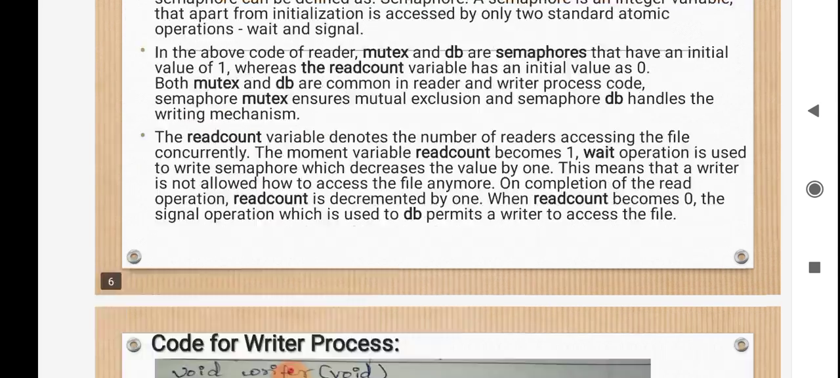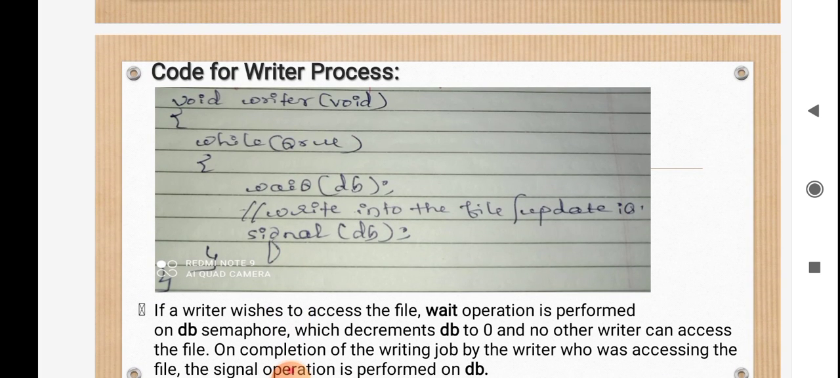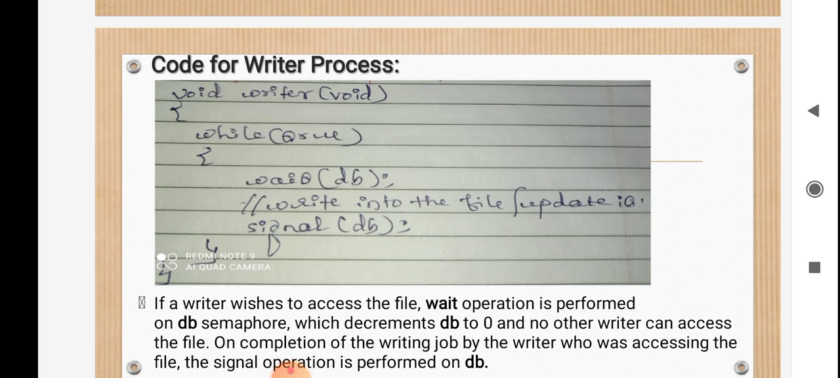Now the writer process. The code for the writer process is only this much. We have used writer as a function name, and it is not returning anything, hence void, or you may keep it empty. While true means it will always be true. Then wait DB. Wait DB means we are decreasing the value of the binary semaphore DB. Now if it is true, we are writing into the file. After that we are incrementing the value of our binary semaphore, that is DB.